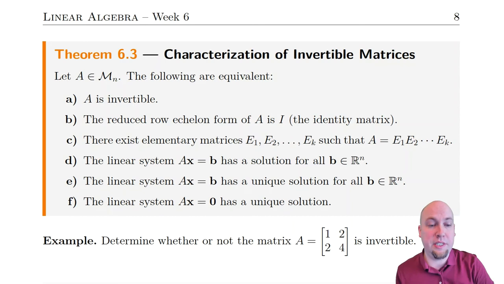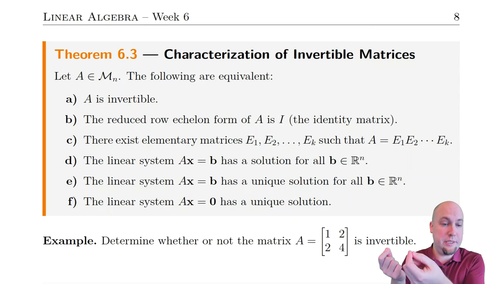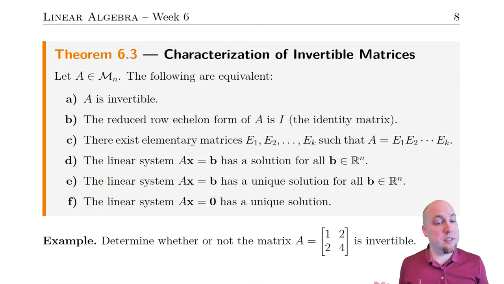So for this linear system, there are only two possibilities. Either it has a unique solution, which is x equals zero, and in that case, A is invertible, okay? Or it has infinitely many solutions, in which case A is not invertible.